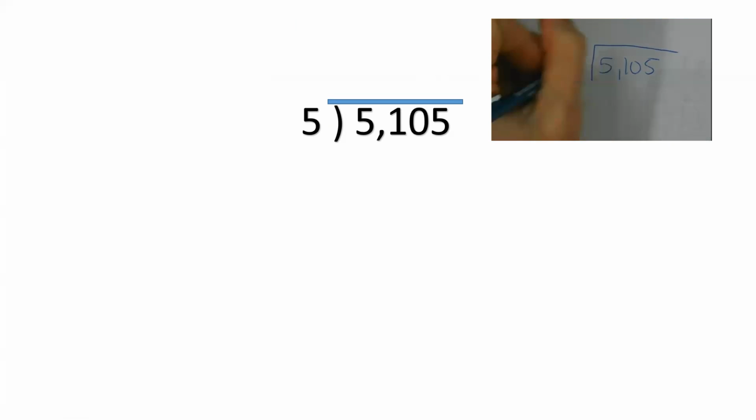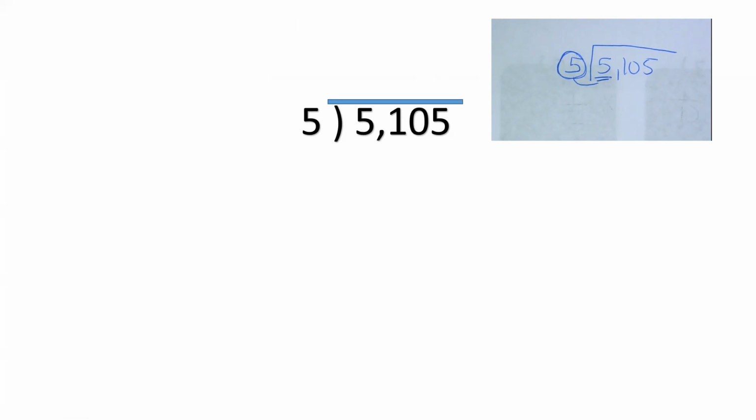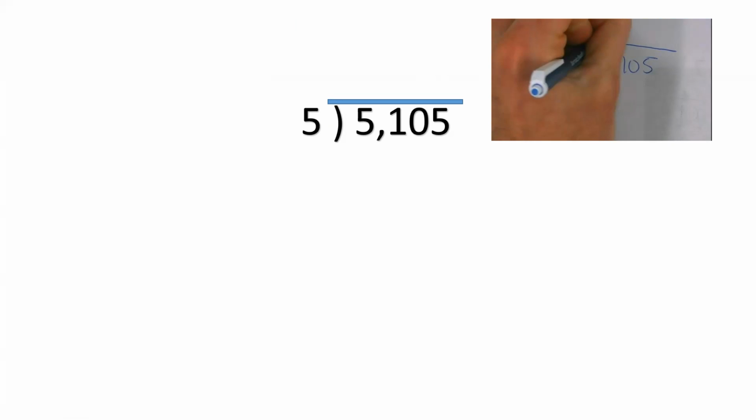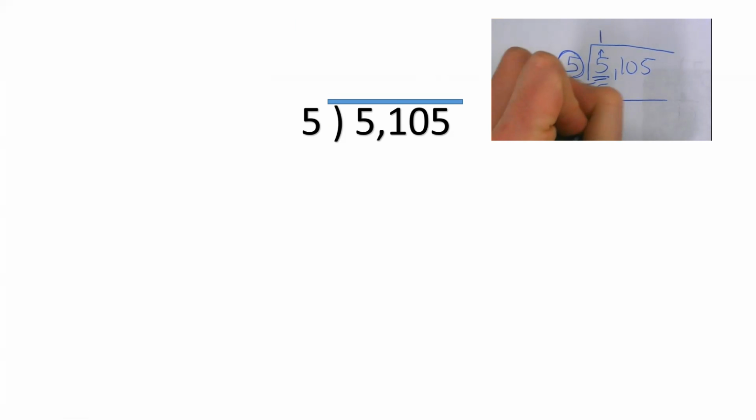So this is what we're making groups of, and you just go into the problem. The first thing we can make groups of is 5. How many 5s are in 5? 1. You make sure to put it right on top of the number you're taking it from. And then you say what's left over. Well, I took all 5 from 5, so nothing's left over. Cool.